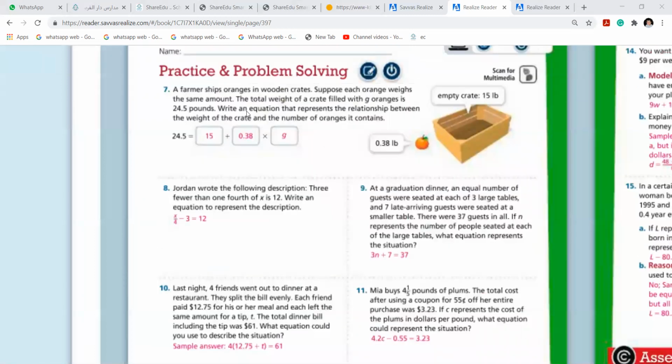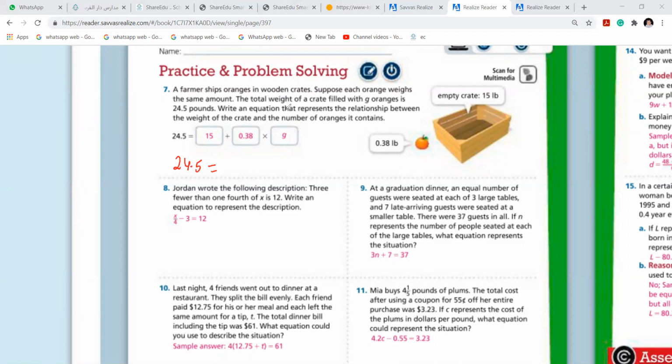A farmer shipped oranges in wooden crates. Suppose each orange weighs the same amount. They gave you the total weight is how much? 24.5. I told you something. What is total? You will write first, or you will write after, but the sign of equal to has to be there. So total weight is 24.5. They said the empty crate is 15 lb, and with the oranges it is 0.38.